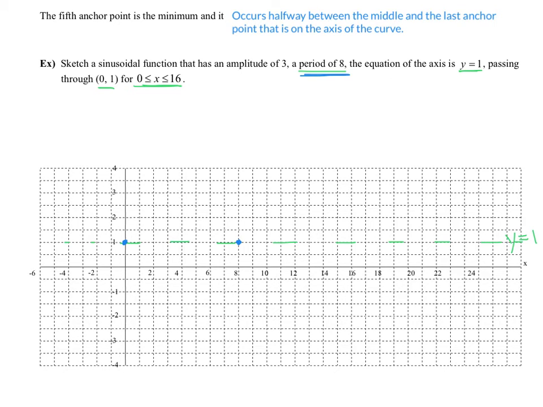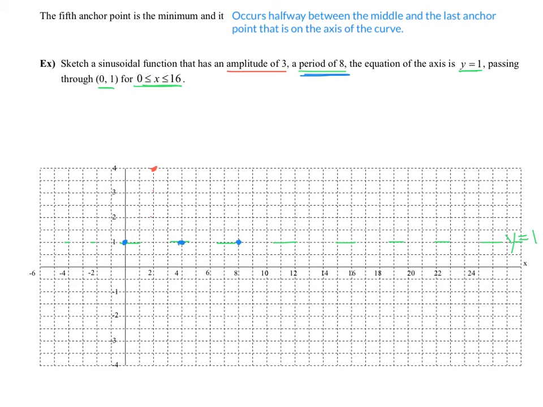The third anchor point is going to be halfway between there, and it's on the axis of the curve as well. Halfway between those first two anchor points, the first and the middle, I'm going to be at my maximum. To get the maximum, I'm now looking at my amplitude of 3. So from that axis of the curve, I need to go up 3 units. So 1, 2, 3. There's my maximum at (2, 4).